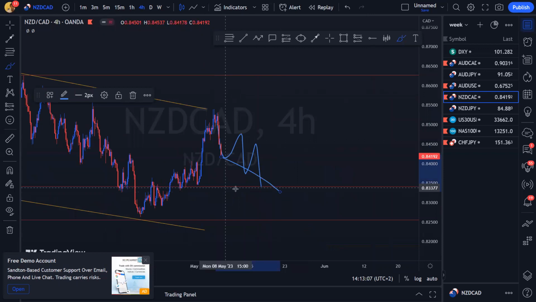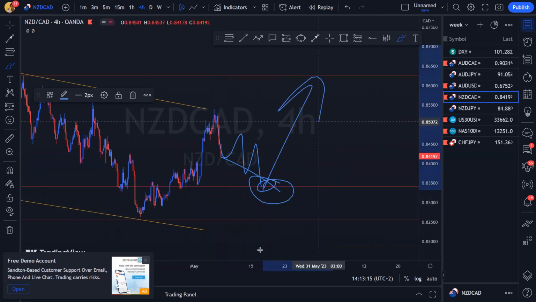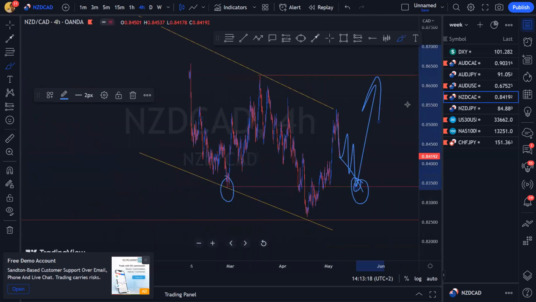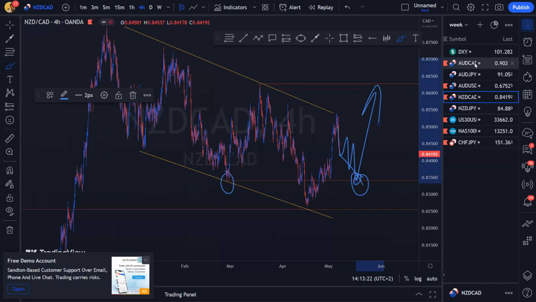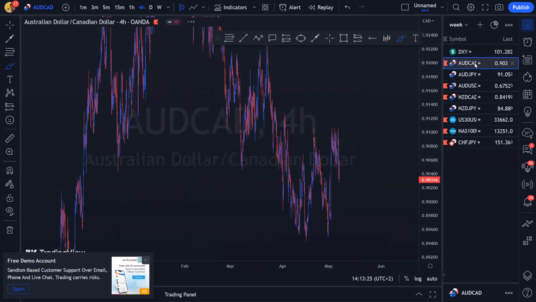Simple enough, we're waiting for some sort of a structure that terminates somewhere in or around this support trend line over here, or this horizontal support. That's where we'll be looking for some sort of continuation for upside momentum. Hopefully we find the setup, but the setup is almost similar to this setup over here.